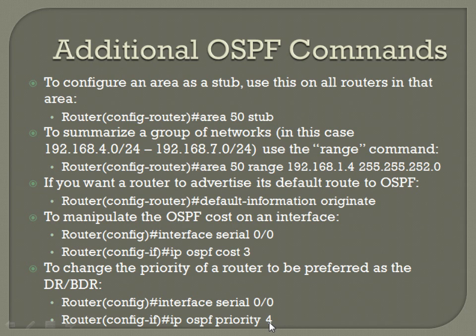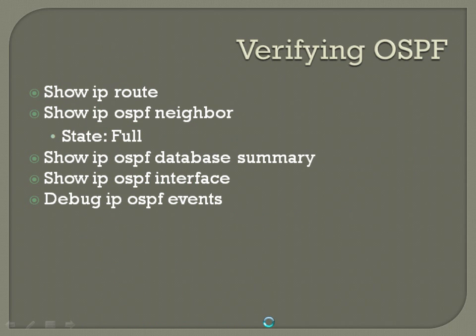And then for verifying and troubleshooting OSPF, the show ip route command is extremely important all through networking. Either show ip route just to show your whole routing table, or show ip route and then an IP address to see where that particular IP goes to. Show ip ospf neighbor, and you can also do show ip ospf neighbor and an IP address if you're looking at a specific neighbor. The state you want to see those in is full. That means everything is meshed up together. All the tables have been exchanged. The neighborship is there. You can also use the show ip ospf database summary and the show ip ospf interface commands.